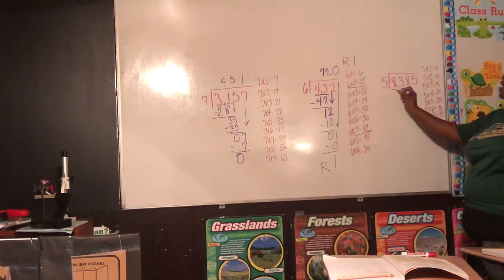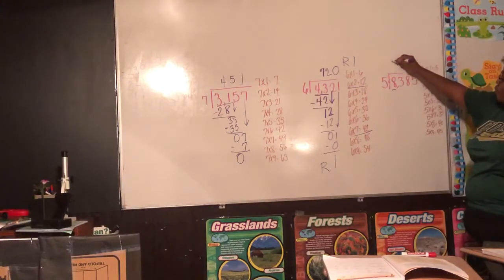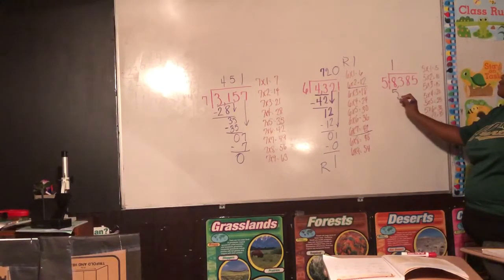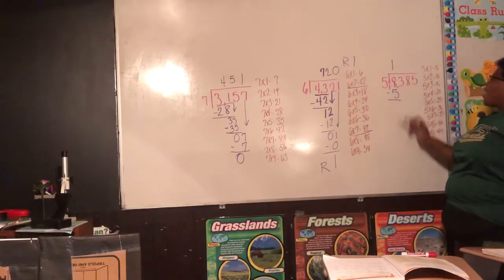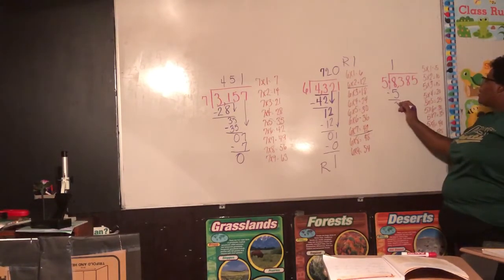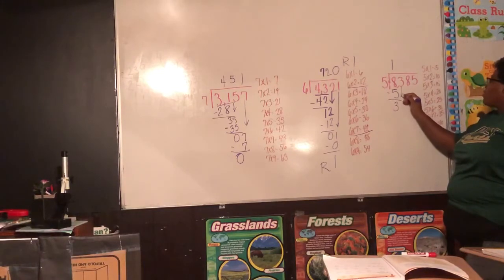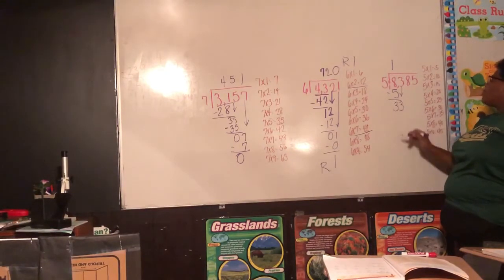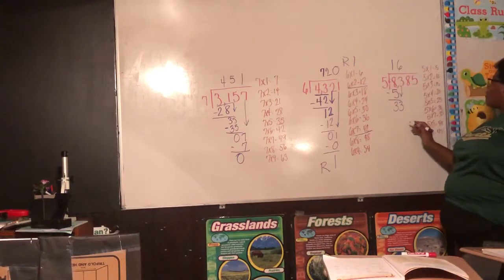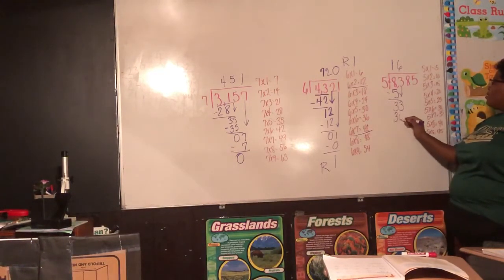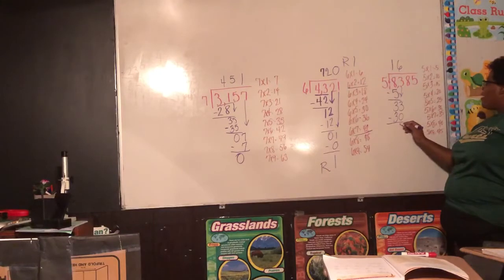Can 5 go into 8? Yes, it can. It can only go one time. 5 times 1 is 5. 8 minus 5 is 3. We have to bring down our other 3. Can 5 go into 33? Yes, it can. 6 times, because 6 times 5 is 30. Subtract. We still have a 3 left.